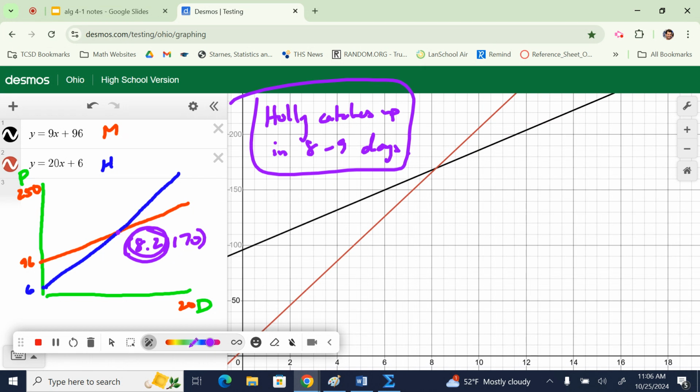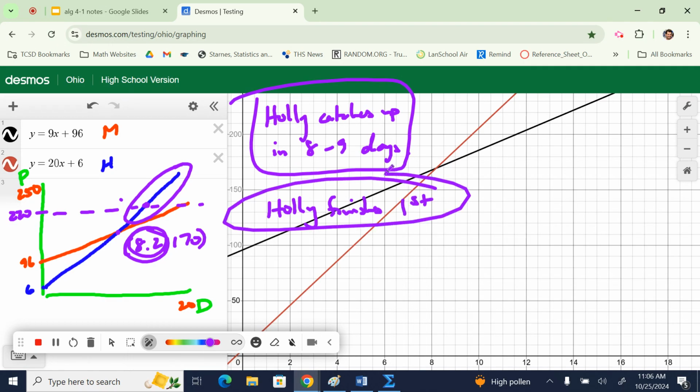The second question is, who's going to finish first? Well, notice here, we're going to talk a little bit about this in topic 8, I think. If we compare these two graphs, notice that once Holly catches up to Monisha, then she just overtakes Monisha. Look at this. So 220 is right here. If we think about who hits 220 first, 220 is going to get hit right here by Holly first. Holly's going to make the 220 mark first, so she's going to finish first. So Holly finishes first. And there you go.